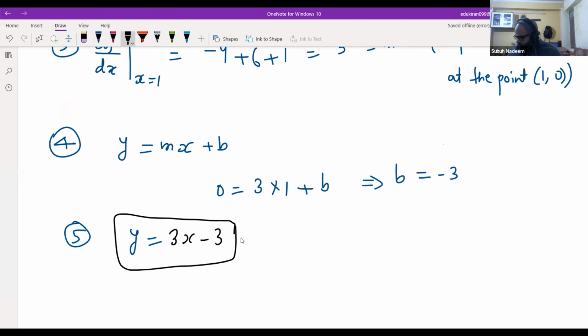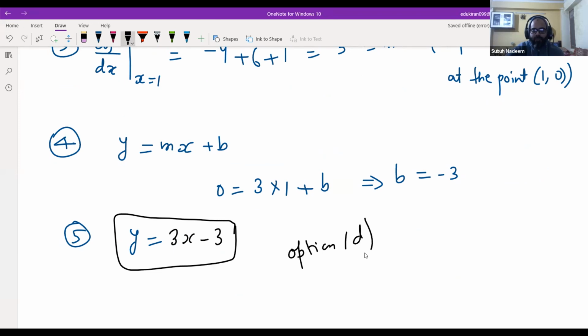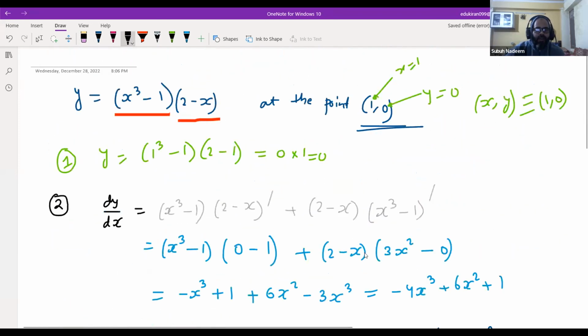Now let us match with the options, how it is given. All have not been taken on one side. So y is equal to 3x minus 3. That is the option D clearly. Okay. So first write this down from here.